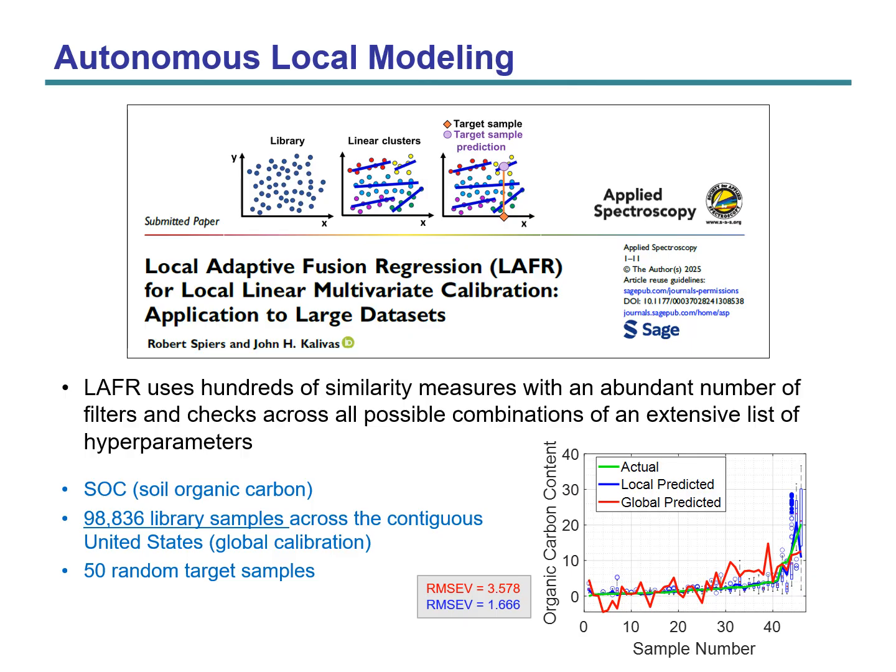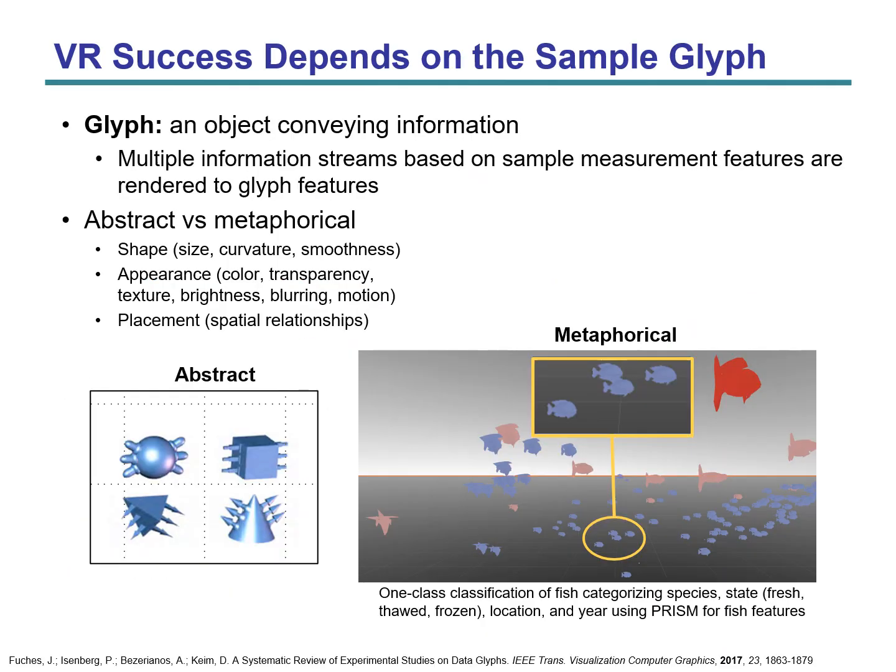The thing about LAFFER is it does use hundreds of similarity measures and an abundant number of filters and checks, and we run through all possible combinations of this relative to their hyperparameter values. So it can take some time. So we wanted to try and do this in virtual reality. In virtual reality, we're just going to visualize the data and visualize the matrix effects.